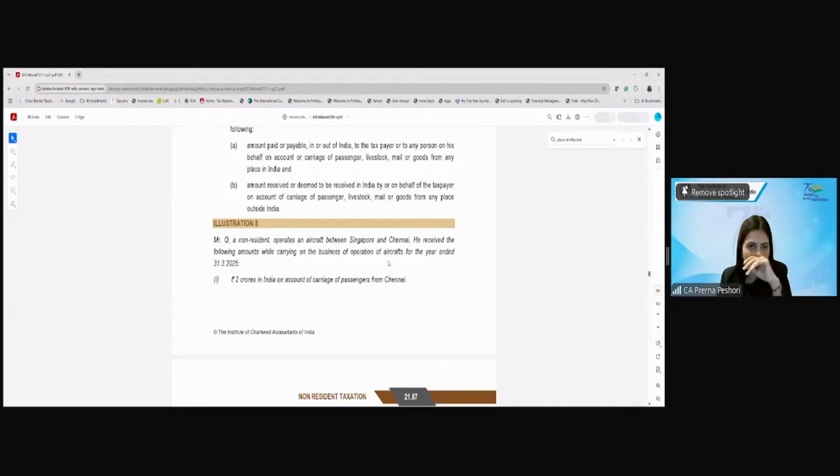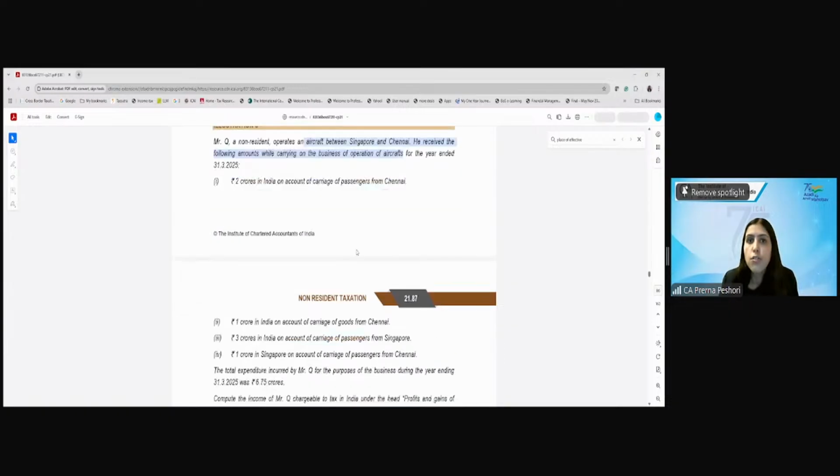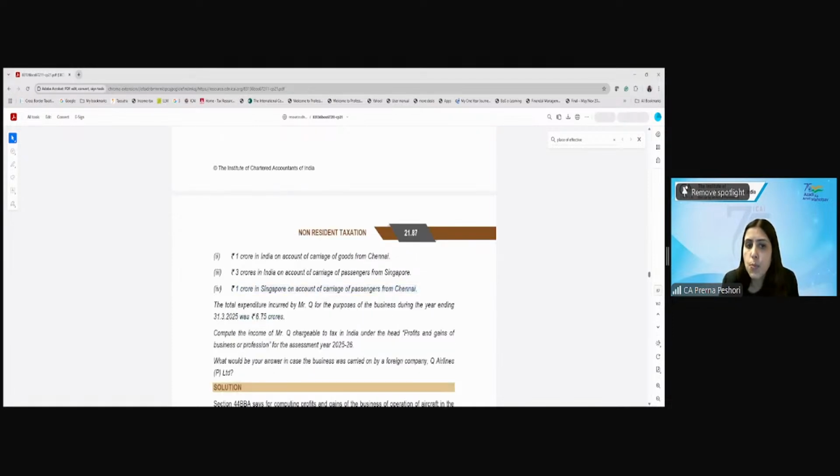Let's take a sum on this. Mr. Q, a non-resident, operates an aircraft between Singapore and Chennai. He received the following amounts from the business of operation of aircraft: 2 crores in India on account of carriage of passengers from Chennai, 1 crore in India on account of carriage of goods from Chennai, 3 crores in India on account of carriage of passengers from Singapore, and 1 crore in Singapore on account of carriage of passengers from Chennai. The total expenditure was 6.75 crore.